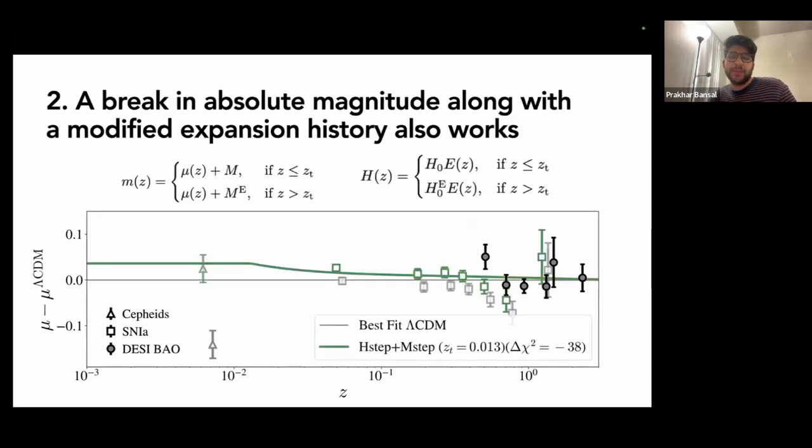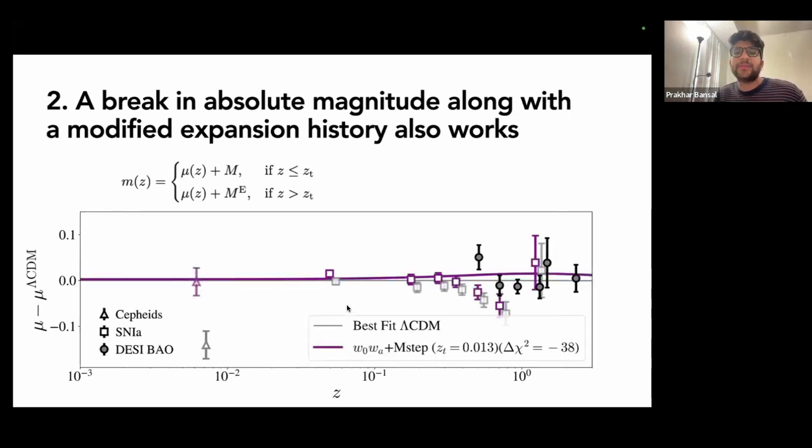The other thing that you can do is, on top of an M step, you can also allow the same H step I mentioned earlier. So this model we are calling H step plus M step. And the level of improvement is slightly higher, but it's more or less the same as far as these numbers are concerned. And again, here's the same story. The fit for the early time absolute magnitude is around minus 19.4, and this is around minus 19.25. So that's how it can stay consistent with both data sets.